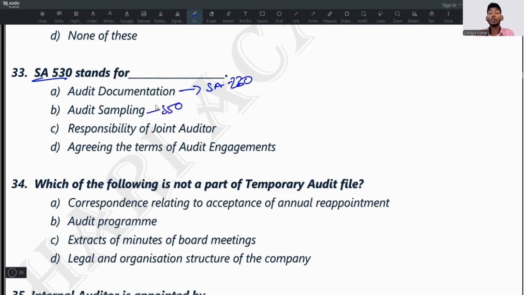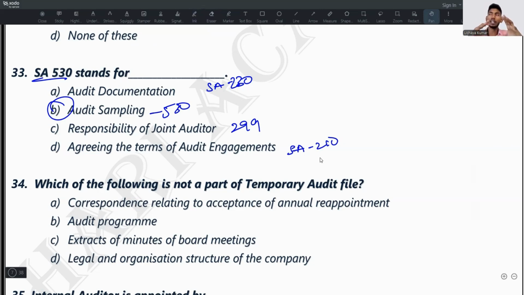550. Then responsibility of joint auditor, 299. Agreeing the terms of audit engagement is SA 210. So audit sampling, sorry, is 530, right? Audit sampling is SA 530, which we have already discussed again. So the same SAs will be repeated here.